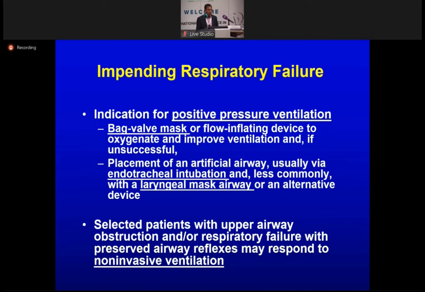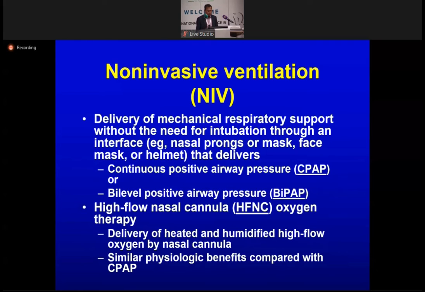Now, what I'm going to be talking about much more in this lecture is non-invasive ventilation. So selected patients with respiratory failure can often be managed with techniques that are considered under non-invasive ventilation before proceeding to invasive ventilation. These include CPAP, BiPAP, and then a related modality that many of the speakers have previously mentioned, high-flow nasal cannula oxygen.